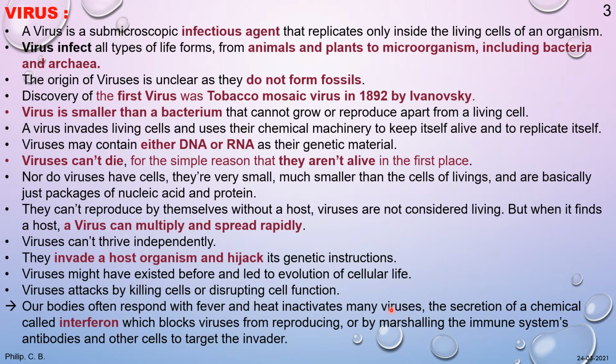our body. The secretion of a chemical called interferon blocks the virus from reproducing, or marshals the immune system, antibodies and other cells to target the invader. Now in the present situation, what we can see is that the viruses escape our body's immune system. Why? Because they're mutating. And in the previous video, on the mutant, I told you about something interesting, camouflage. The camouflage mimics our body cells, thereby escaping our own immune system.